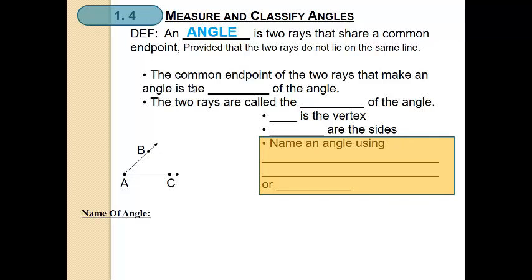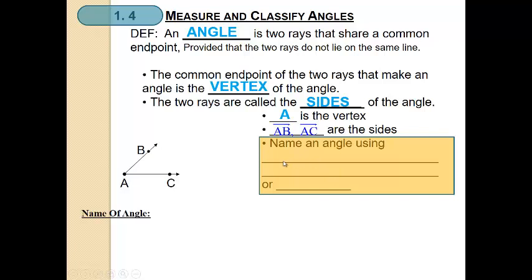An angle is two rays that share a common endpoint, provided that the two rays do not lie on the same line, because that's actually called a different type of thing. So here I have an example of an angle. We have two rays, ray AB and ray AC, that come together at a common endpoint. The common endpoint of the two rays that make an angle, we call the vertex. The two rays are called the sides of the angle. So in this figure, point A is the vertex, and rays AB and AC are the sides, because again, they share that common point A.